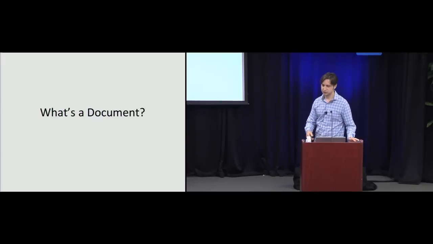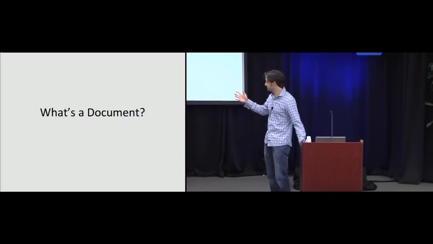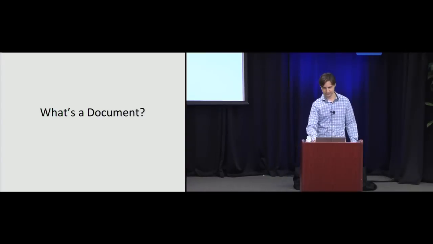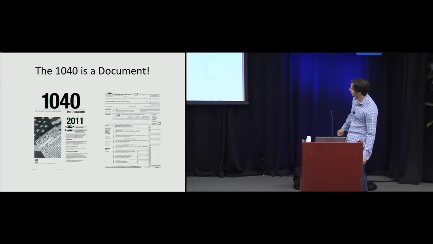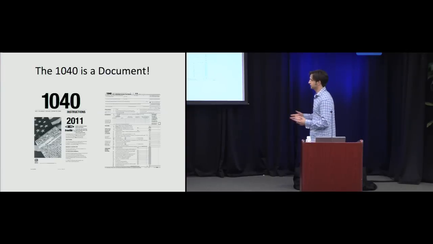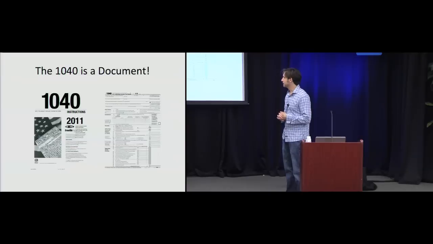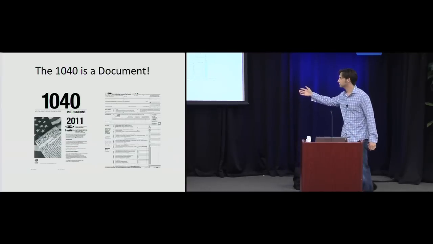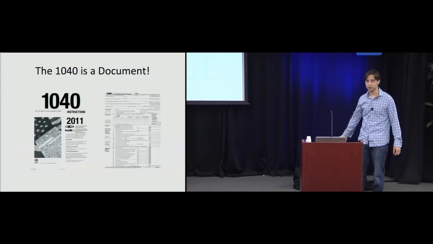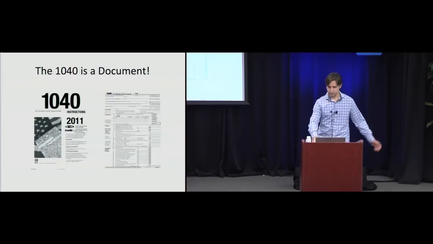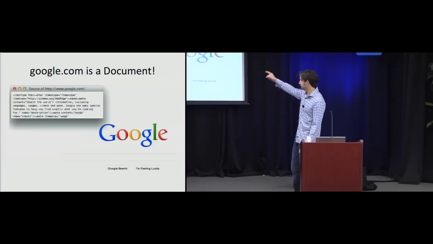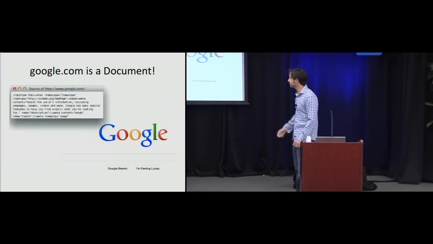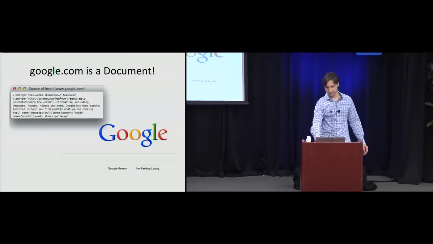Since it's the document object model, the first thing to discuss is what a document is. Here's one I'm sure you all know and love: the 1040. On the left are the instructions, the first page of the instructions. It's a document. It has an image in it, some large text, some small text. On the right is the actual document as a form. So we have a document with a form in it. This is exactly what Google is. As you can see, it says doctype, document type, HTML. It's a document with a form in it.